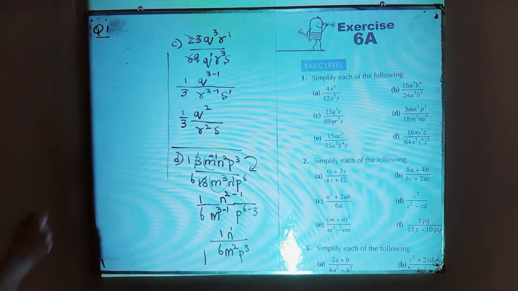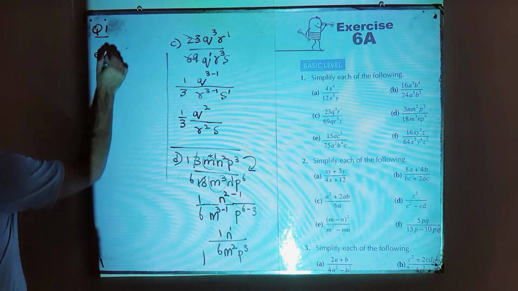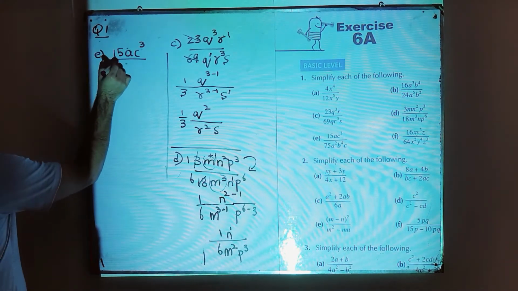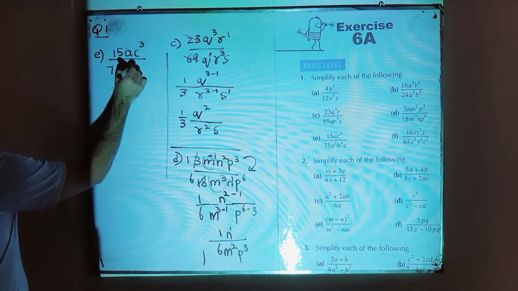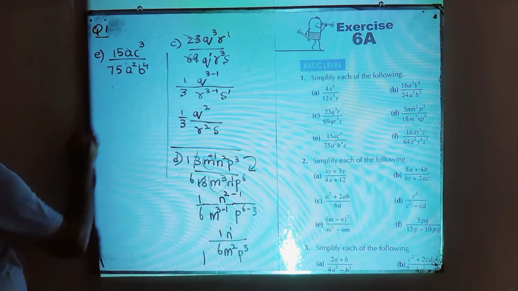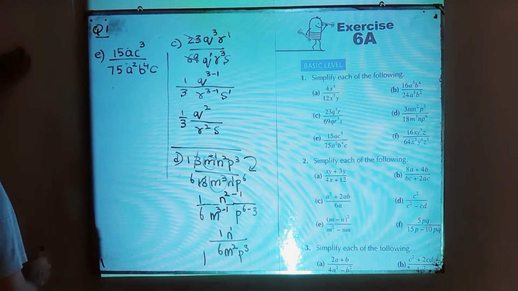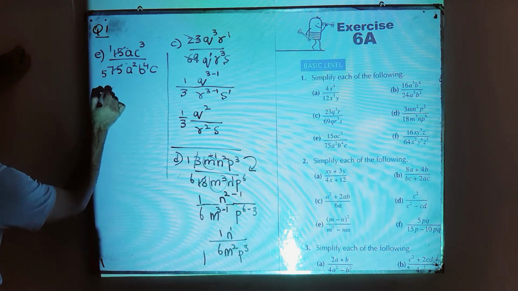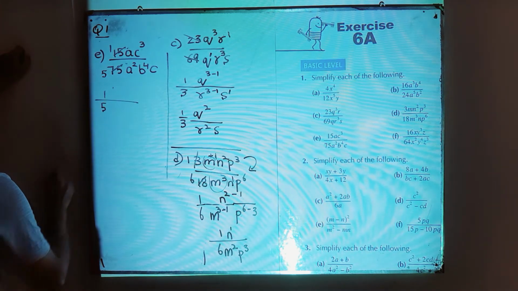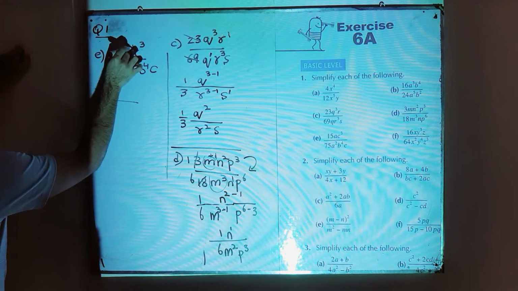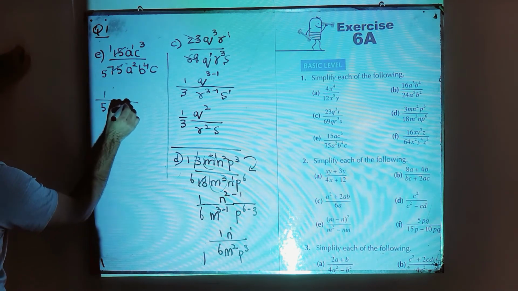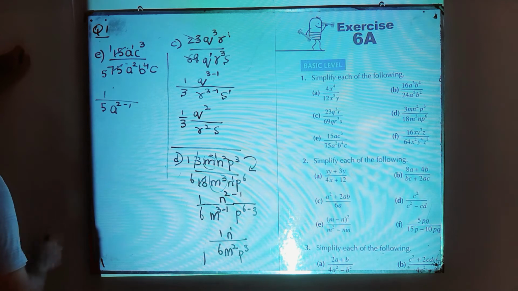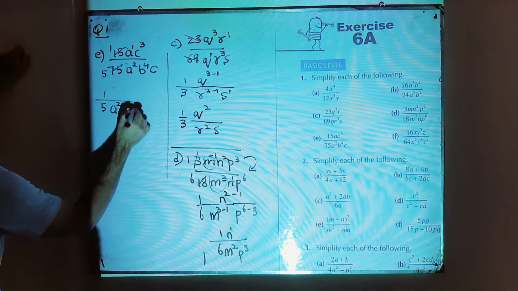Next one is part number E, and that is 15 a c cube over 75 a square b4 c. So first of all, work on numbers. 15 1 time 15, 15 5 times 75. So this is 1 by 5. This is a power 1, this is a power 2. Shift a power 1 in the denominator, it will become a power 2 minus 1. This power 1 will be subtracted from this 2 when it shifts in the denominator.